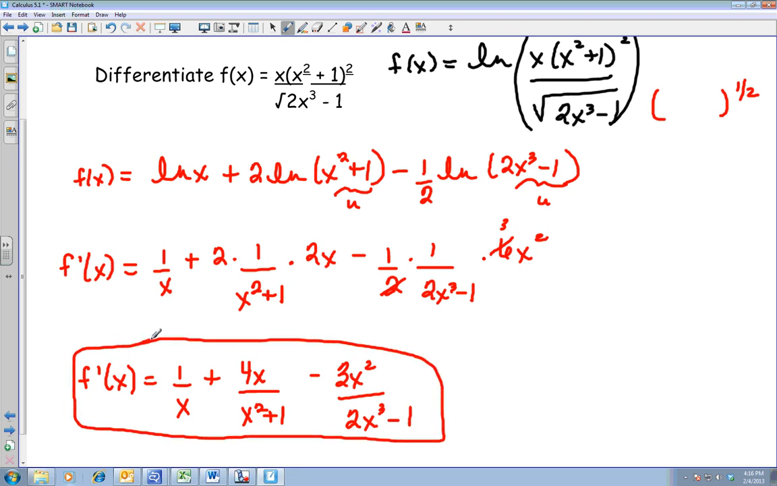Okay, and we are going to stop with example 5 and we'll do the rest of these examples together in class tomorrow.